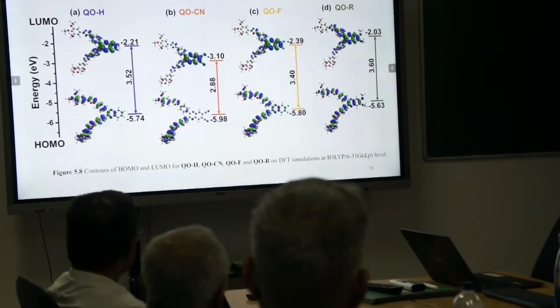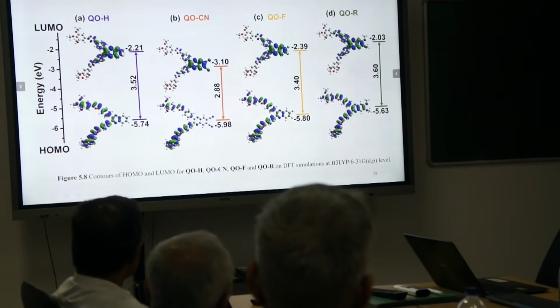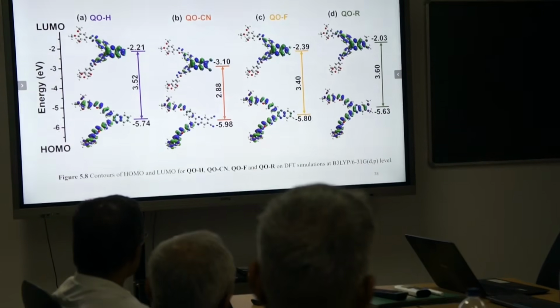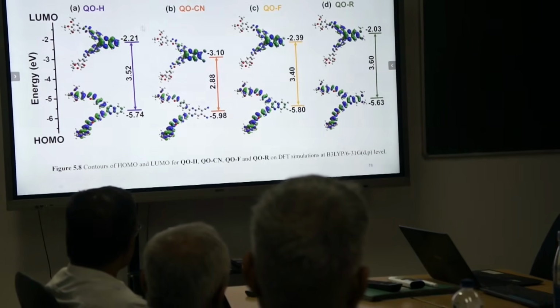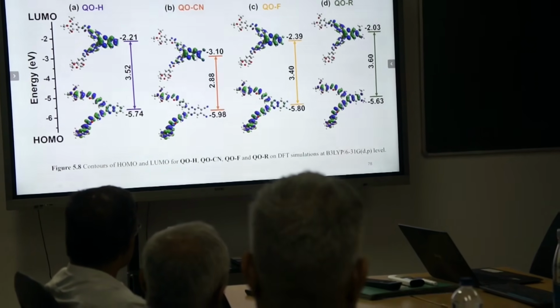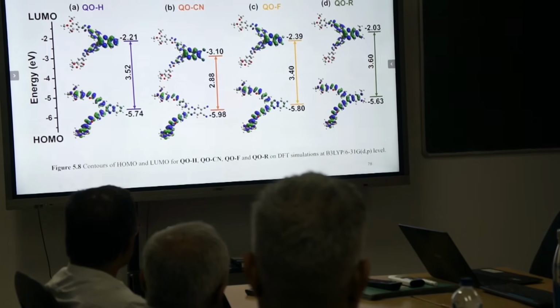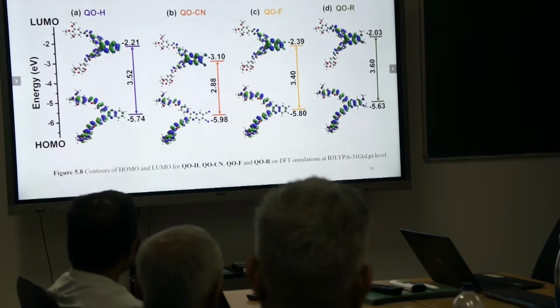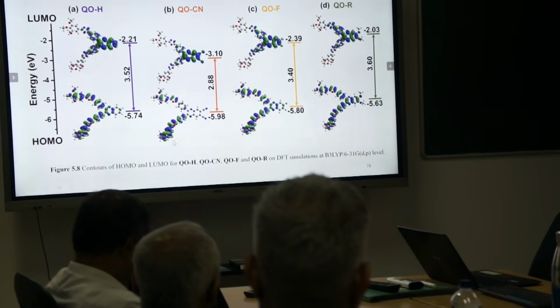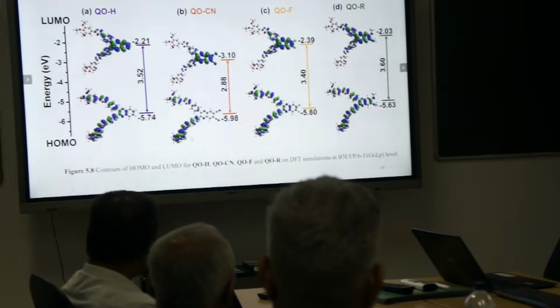And these are the LUMO and HOMO distribution of the PO derivatives. Here, for all the derivatives except QOCN, the HOMO and the LUMO distributions were similar. But for QOCN, there was localization of the HOMO.